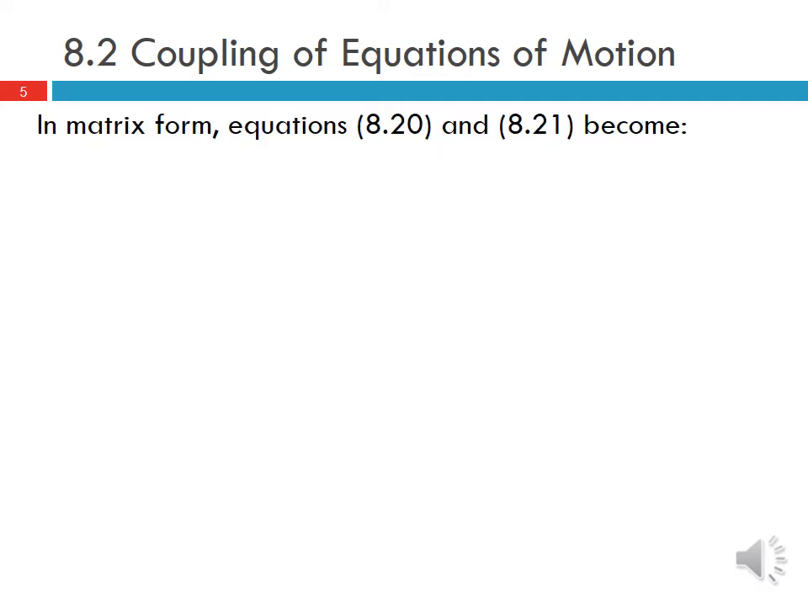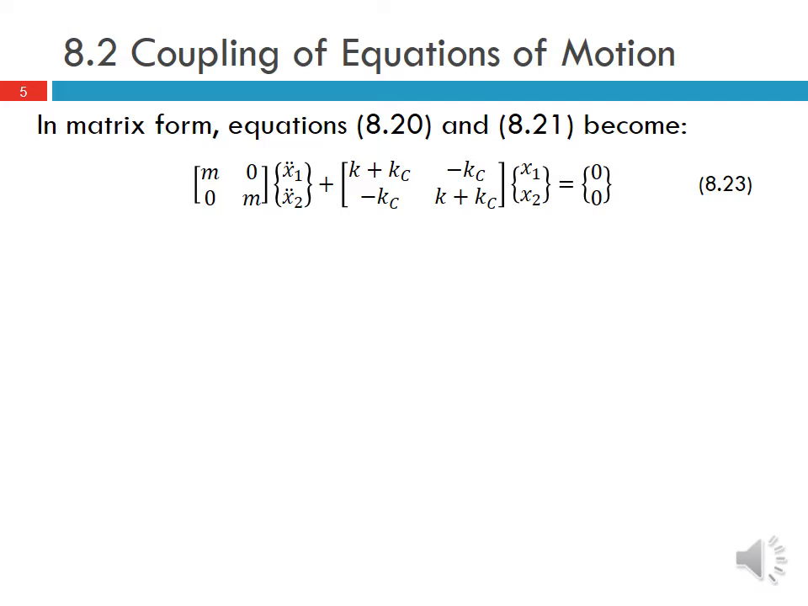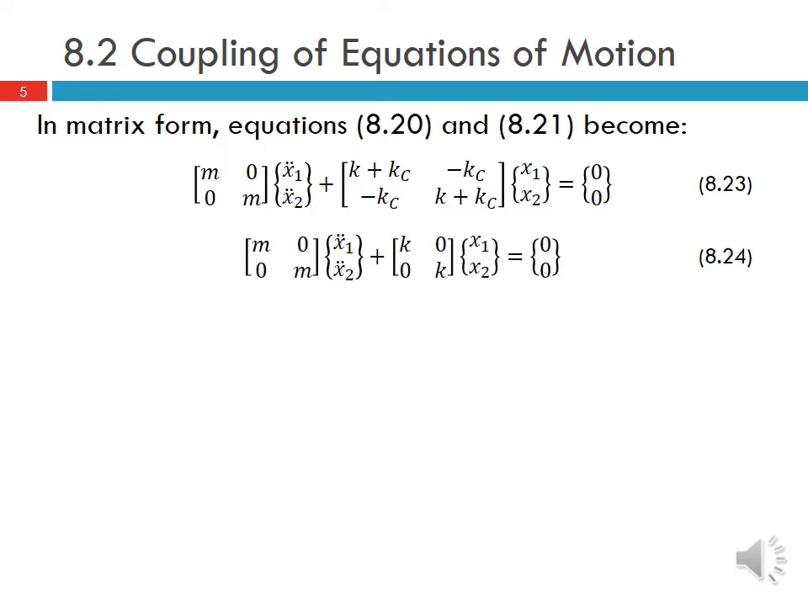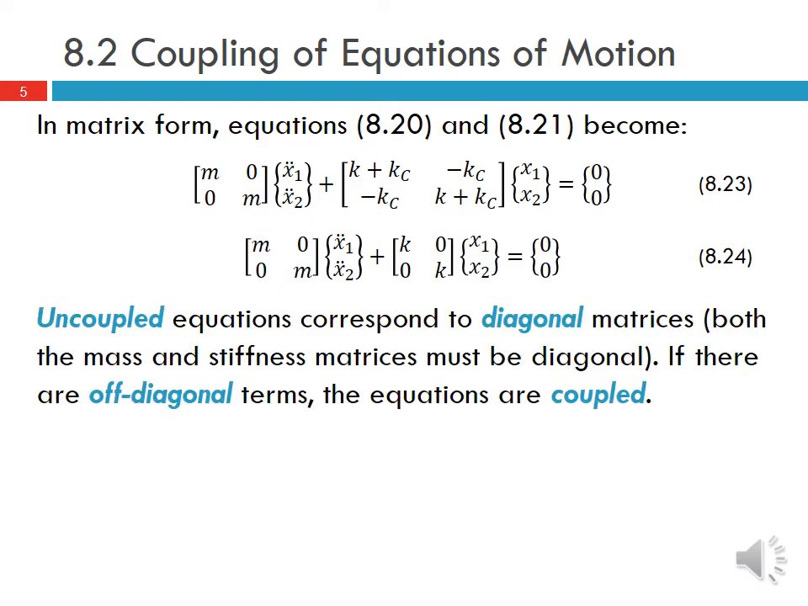Now, in matrix form, these equations become this shown here. So this is again our coupled system, and this was our uncoupled system. So you can see that uncoupled equations correspond to diagonal matrices, where both the mass and stiffness matrices must be diagonal. If there are any off-diagonal terms, the equations are coupled. So you can see that in our uncoupled system, both the mass matrix and the stiffness matrix are diagonal because we have zeros on the off-diagonal terms.